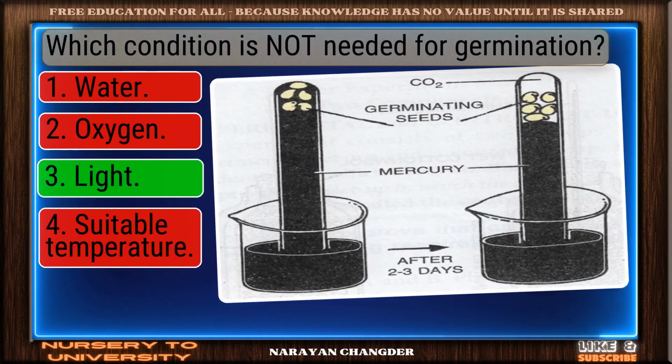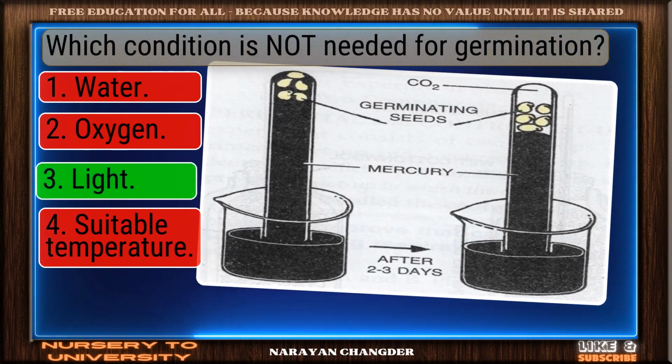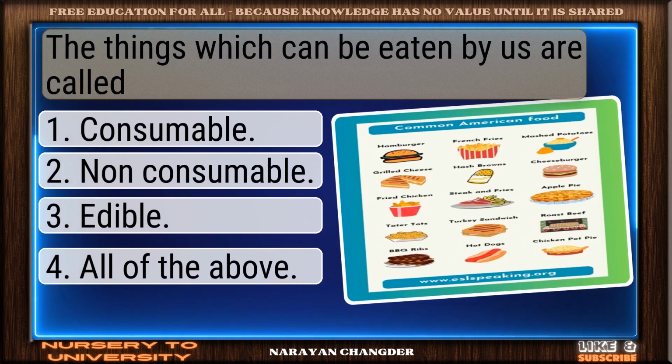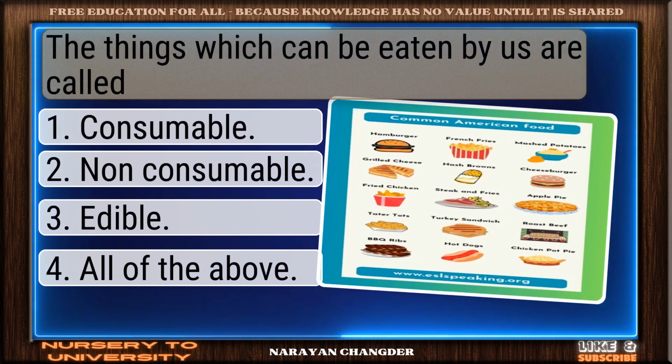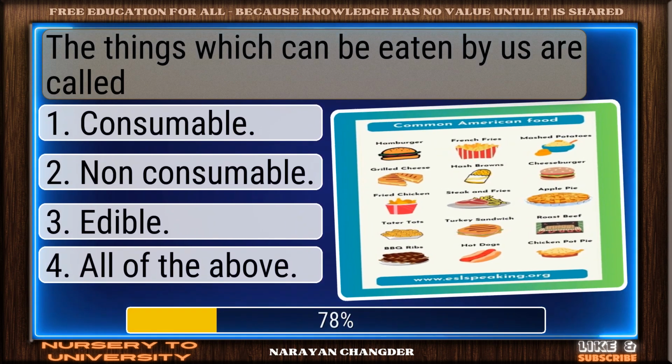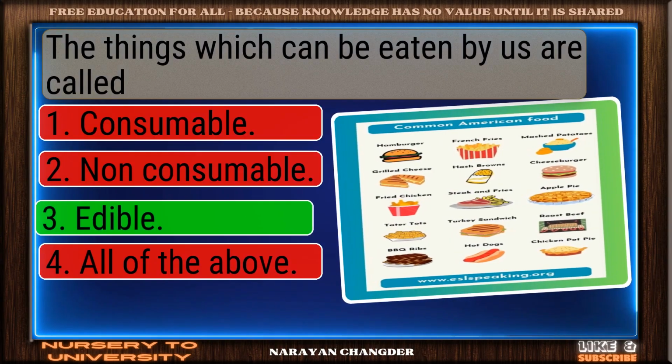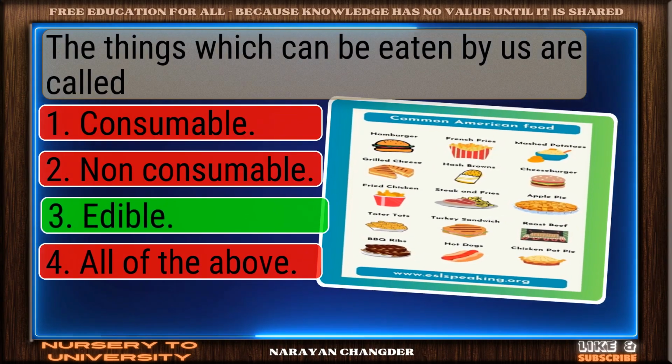You're right. Light is the correct answer. The things which can be eaten by us are called. On track. Edible is the correct answer.